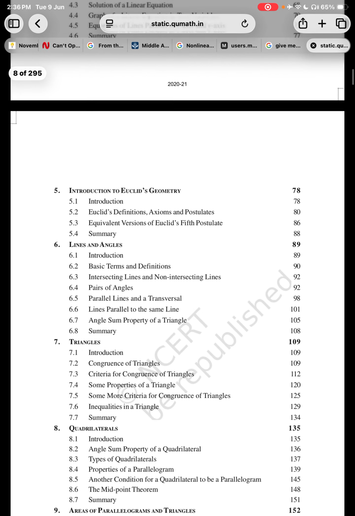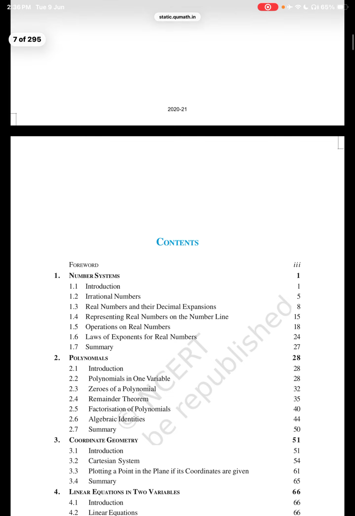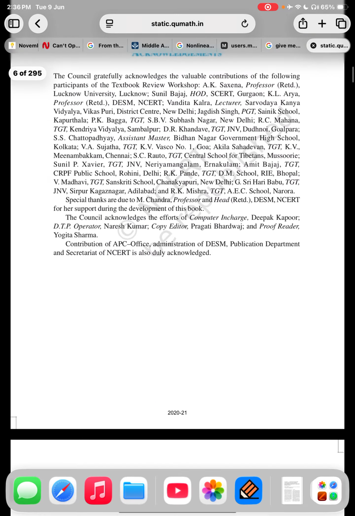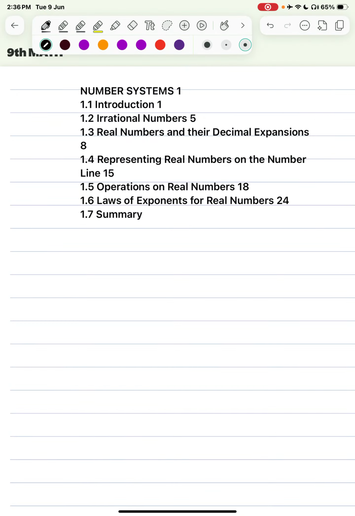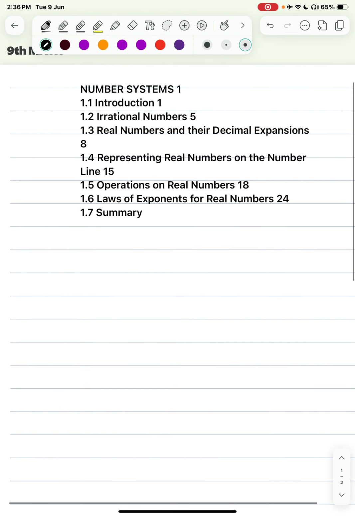Okay, so let's begin with the first chapter, which is the number system. So let's dive deep into it. This is the topic that we are going to study under this chapter, that is the number system. So let me introduce you to the number system.